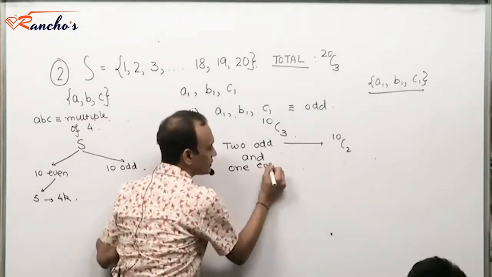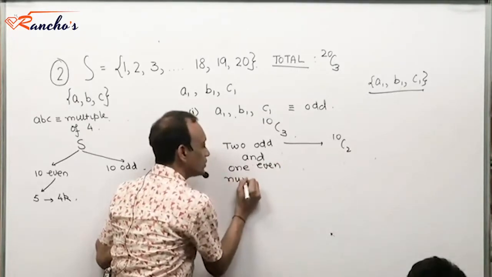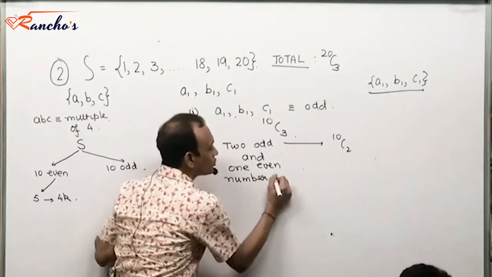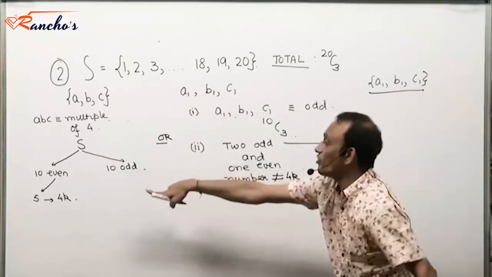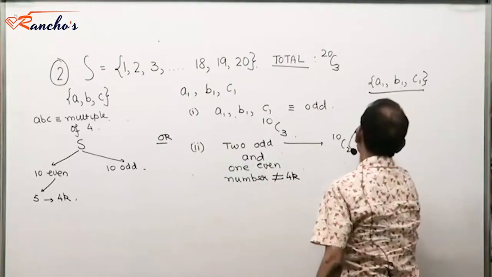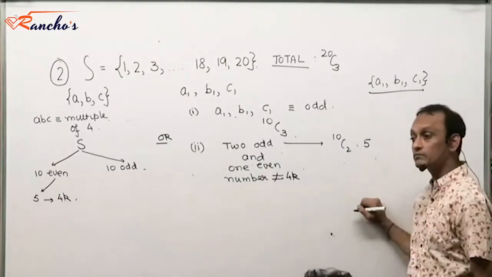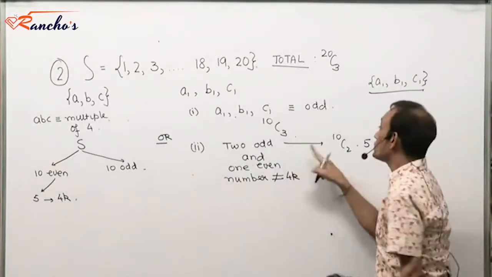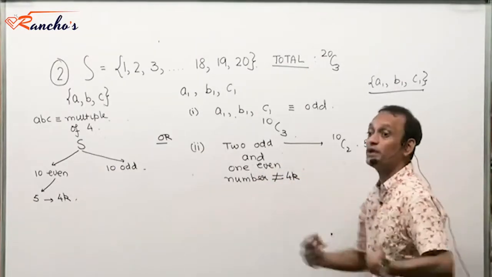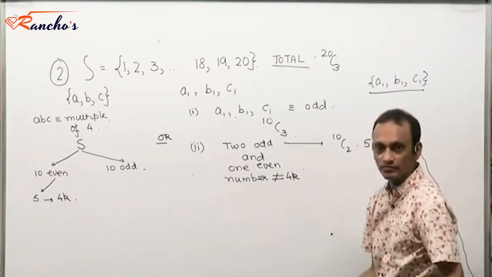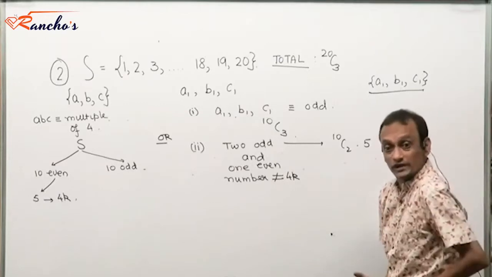One even number which is not of the form 4k. There are 5 numbers of this kind, so 5 ways. Yes or no? So selecting 2 odd numbers and 1 even number not a multiple of 4 will give me a product which is not a multiple of 4. That is all that I can do.